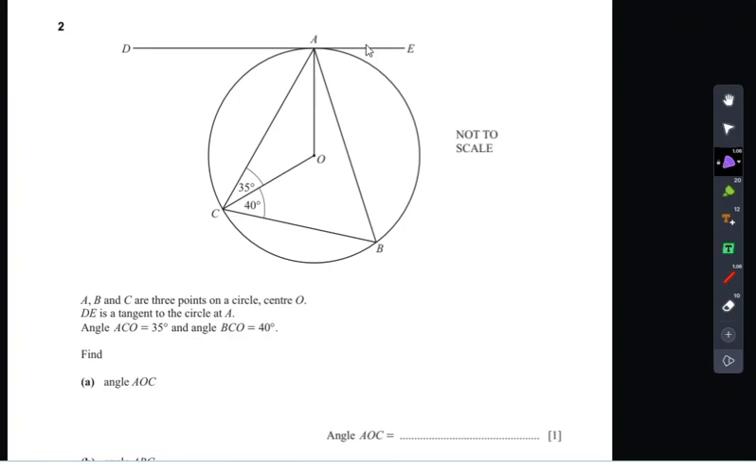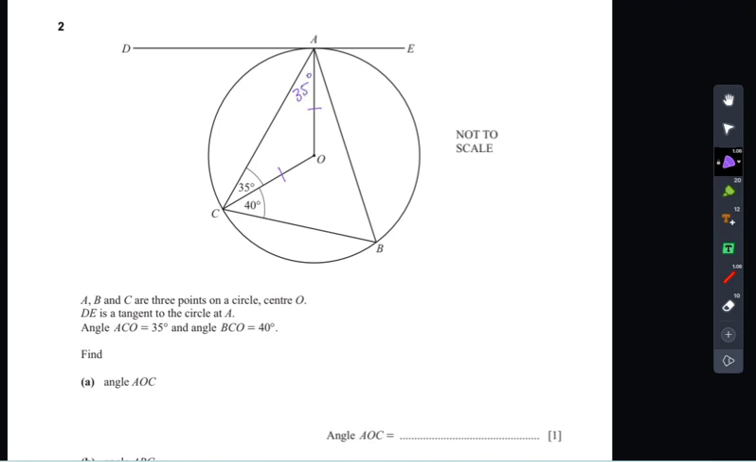Tangent. I see center O there, right? A, B, C are 3 points on a circle with center O. DE is a tangent, and that angle is 35 degrees. Sure. So what we have here, I'm sure you can see that this is a radius and also this is a radius. So that means this is an isosceles triangle with 35 degrees there.